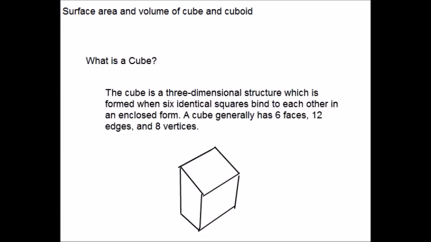What is a cube? The cube is a 3D structure which is formed when 6 identical squares bind to each other in an enclosed form. A cube generally has 6 faces. You can imagine a die: 12 edges and 8 vertices. When a number is multiplied by itself 3 times, the result is a cube number. For example, a times a times a, which is nothing but a cube. For example, you can take 3 times 3 times 3, which is equal to 27. So this is called a cube number. 27 is a cube number.